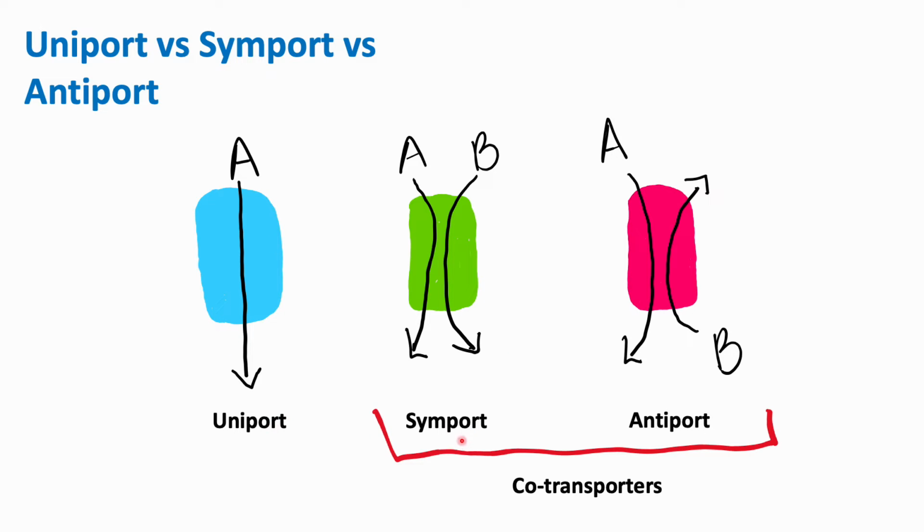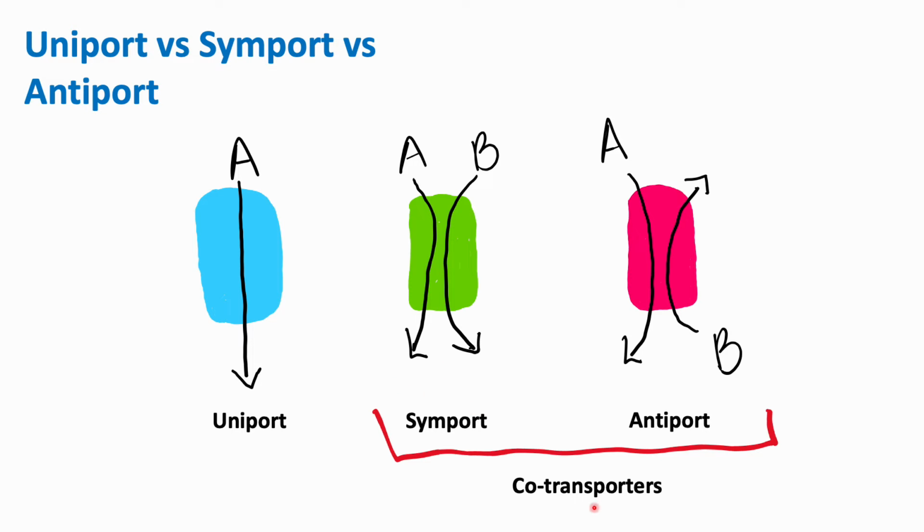If we compare that to Symport, meaning we're going to move two things together and in the same direction. So we have molecule A and B, and molecule A and B are going to move from one area to another area, and they're going to move together. And remember, they could be moving from outside of the cell to inside of the cell, or inside of the cell to outside of the cell. But they're going to be moving in the same direction.